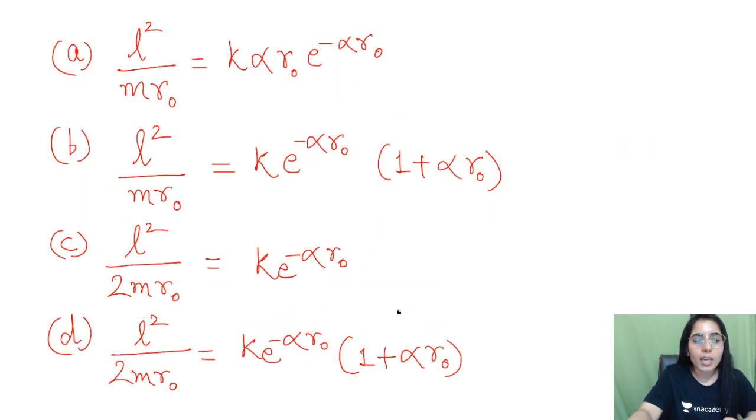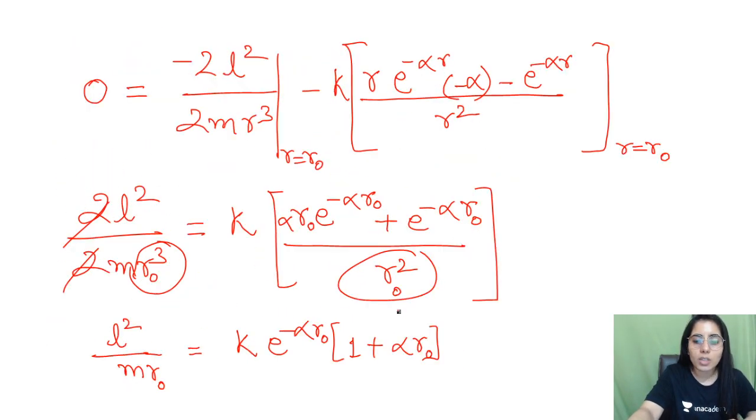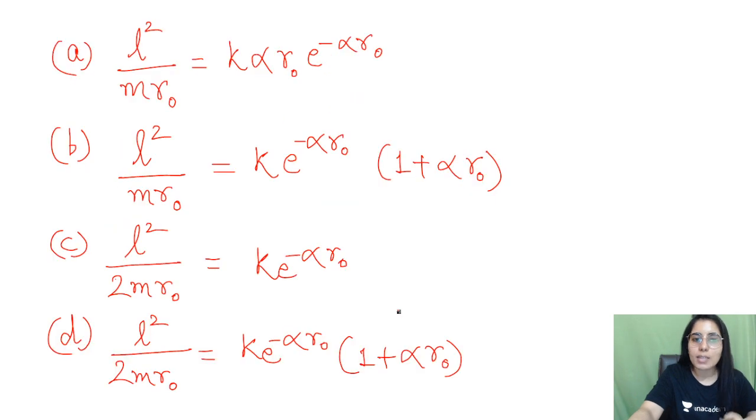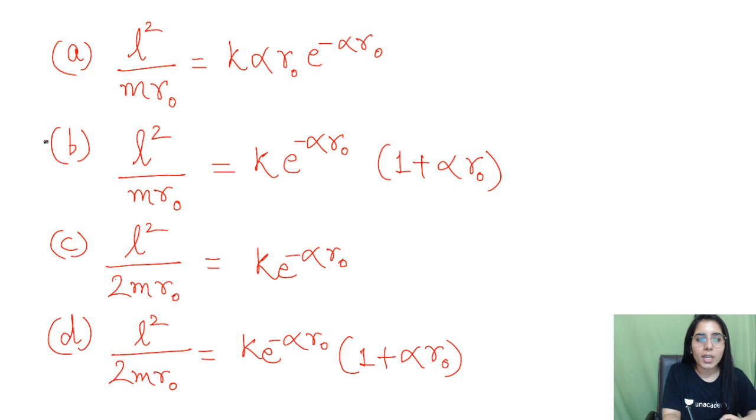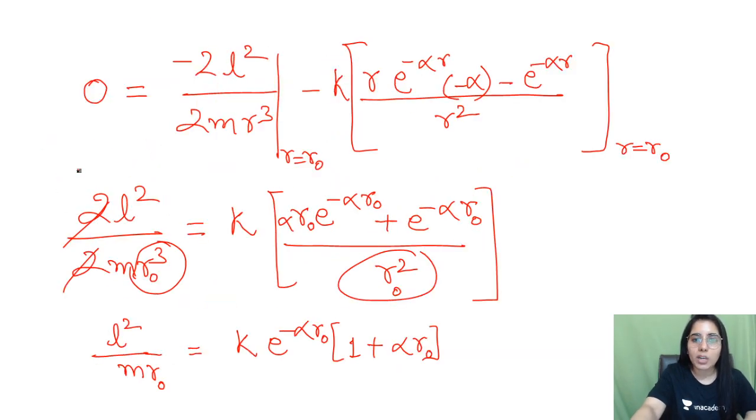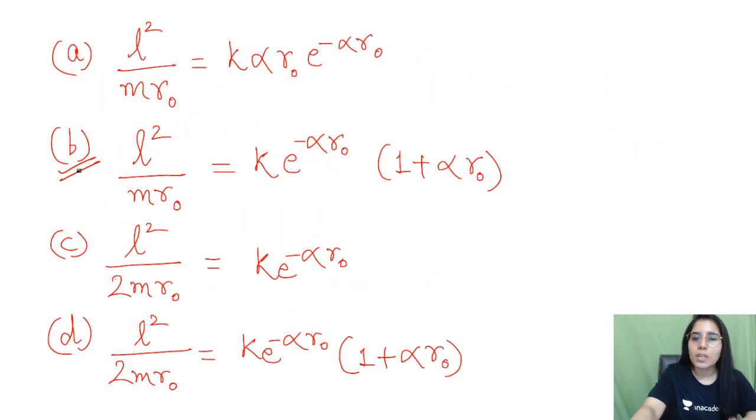Now you can check, is there any option which is matching with this one or which is giving you exactly the same expression? So if you check it with option B, look at this, L square upon m r naught is equal to k e to the power minus alpha r naught into 1 plus alpha r naught.